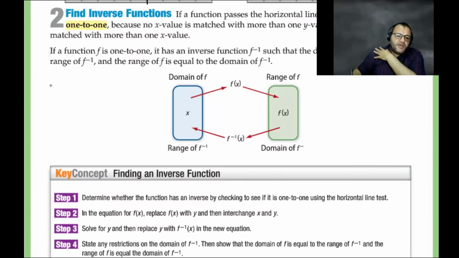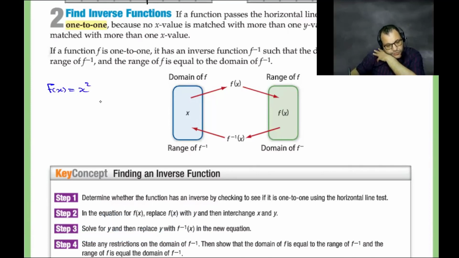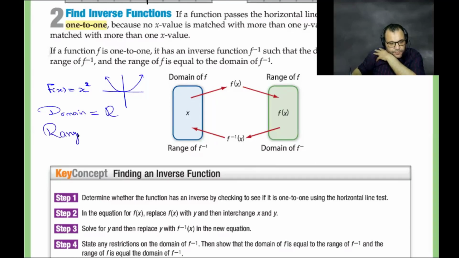Suppose I'm saying the quadratic function f of x equals x to the power 2. How will the graph look? It will be a parabola. What is the domain? The domain is all real values, R, and the range is y greater than or equal to 0. To find its inverse, the domain will be x greater than or equal to 0, and the range will be R.